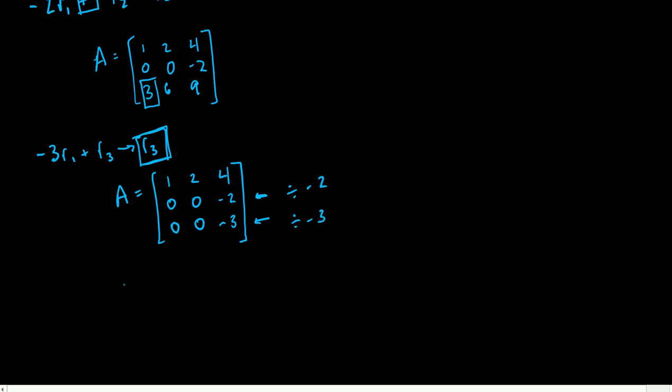And what's that going to leave us with? That's going to leave us with everything staying the same as we had before. But now this -2 is going to become a 1, right? We're dividing the entire row by -2. So 0 divided by -2 is 0 still, right? Again, 0 still. -2 divided by -2 is 1. Same idea with the third row. That's going to leave us here.